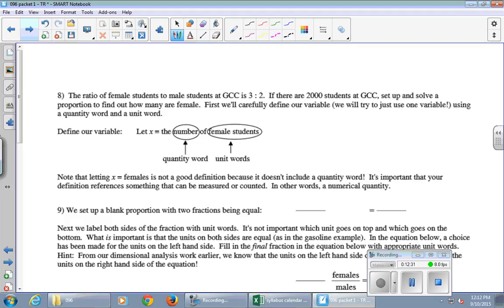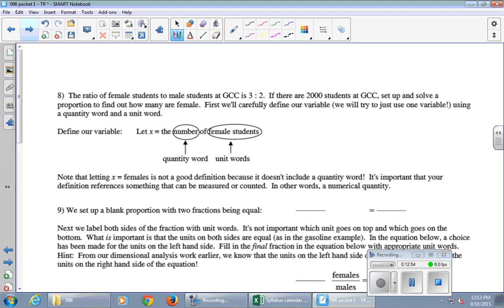So here's our first word problem for the day. It says the ratio of female students to male students at GCC is 3 to 2, and that's actually pretty close to the real number. 3 to 2 ratio, slightly more females than males. It says there are 2,000 students at GCC, and then we're going to answer the natural question. How many guys are here and how many girls are here?